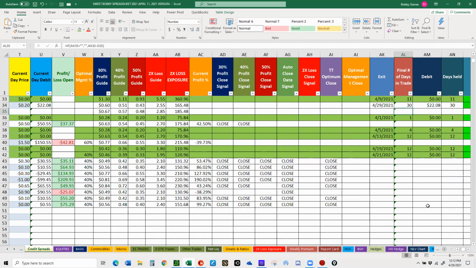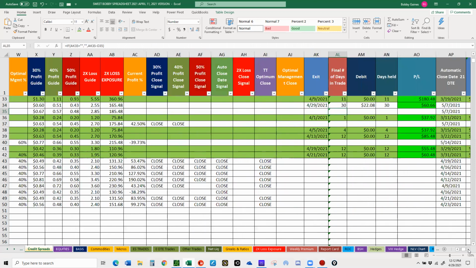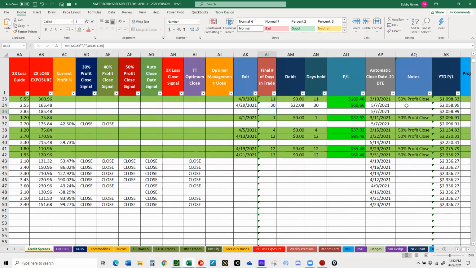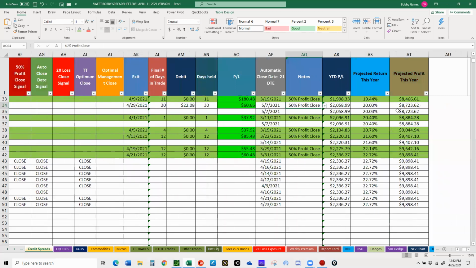And we closed all those evil calls that have caused us so many problems. So let's get 50% profit on that. So here we go. Now, how have we done profit? This is our actual profits. $2,336 on SPX and all these spreads.